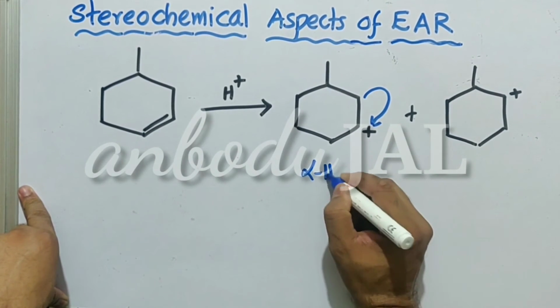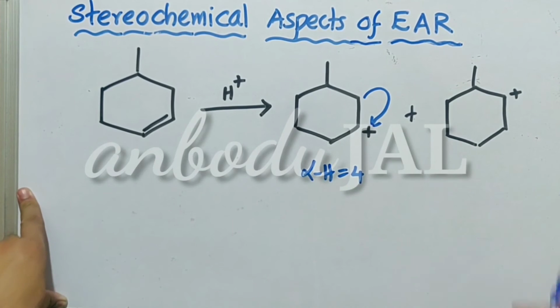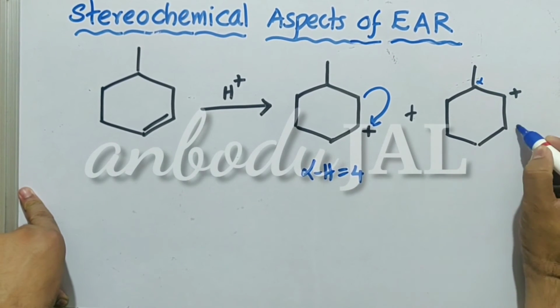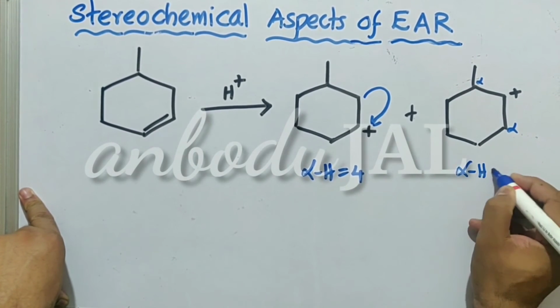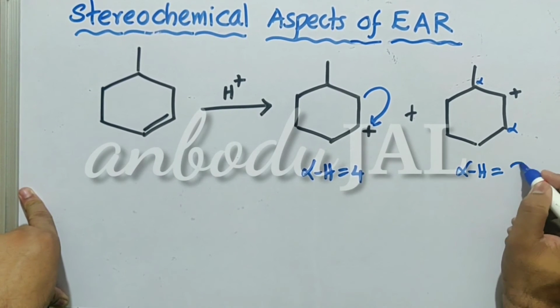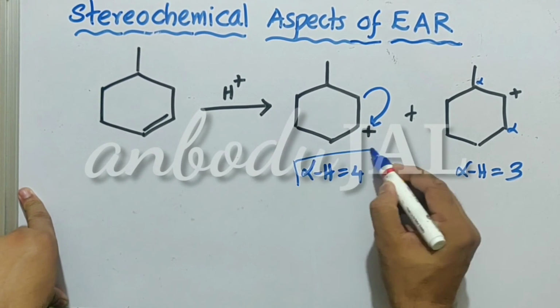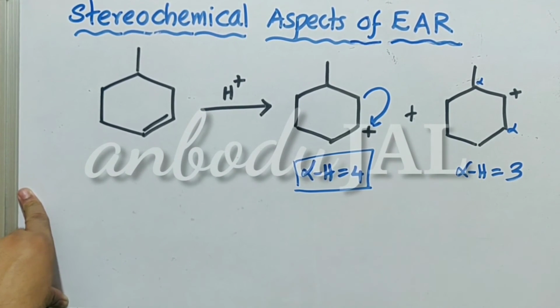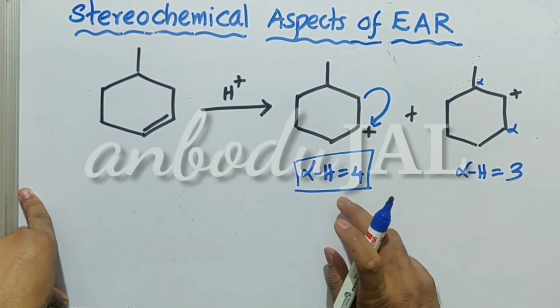Alpha hydrogen is equal to 4. But in this structure, this is alpha hydrogen, this is alpha hydrogen. So alpha hydrogen is equal to here 2 and here 1, 3. So this contains more number of alpha hydrogen, so hyperconjugation is more in this case.